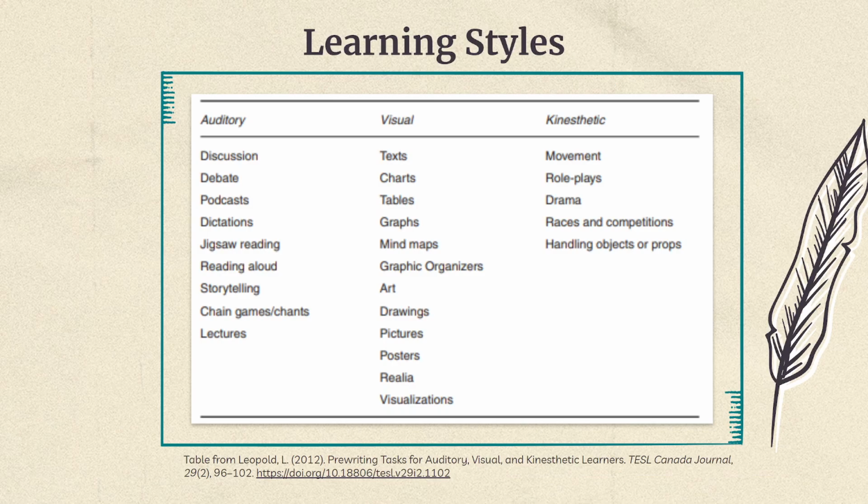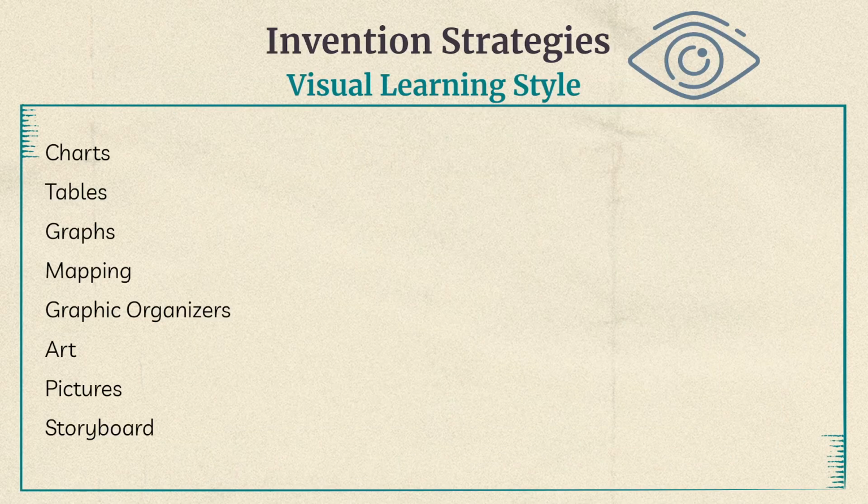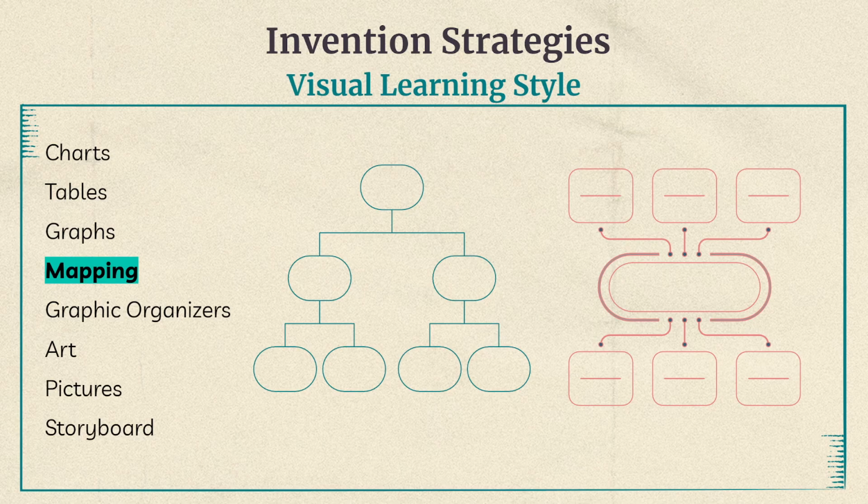Here is an example of a table Leopold created of invention strategies for auditory, visual, and kinesthetic learning styles. We'll be taking a closer look at some of these strategies. The following is a list of invention strategies you can use for visual learners. Please remember to add to your worksheet as we go through. The first visual learning invention strategy is mapping. Now, I use mapping as a broad term to include concept mapping, mind mapping, and webbing.